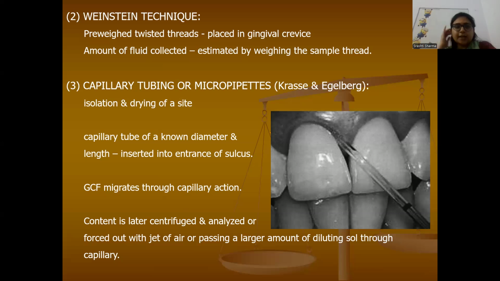Then came the capillary tubing or micropipettes, which was Kressel and Eagleberg's method. The first and foremost step was isolation and drying of a site. Then a capillary tube of a known diameter and length was inserted into the entrance of the sulcus.